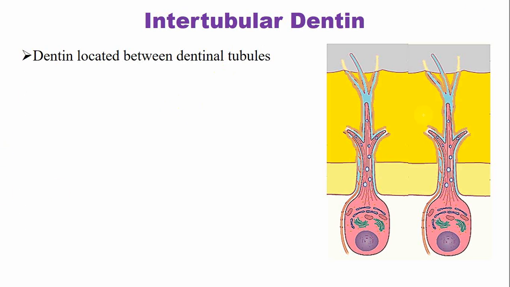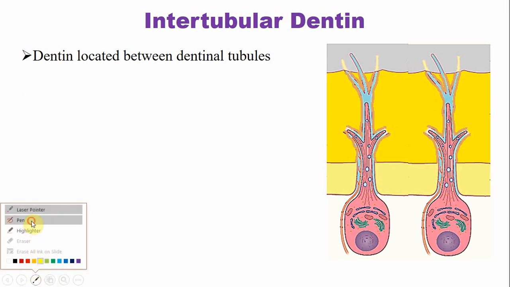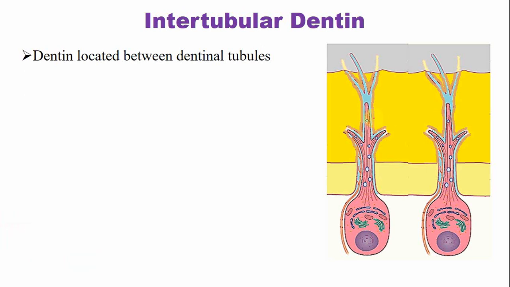So this is a longitudinal section, and this is a diagram. So this dentin that is present in between the tubules, from here to here, is the intertubular dentin. So this dentin is the intertubular dentin.